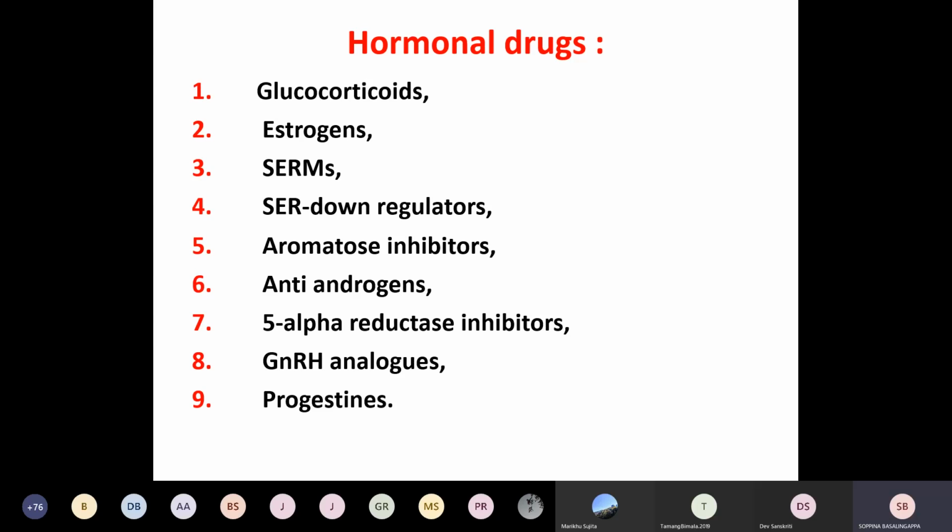Hormonal drugs: glucocorticosteroids, estrogens, SERMs, selective estrogen receptor modulators, then SERDs, selective estrogen receptor downregulators, aromatase inhibitors, antiandrogens, 5-alpha reductase inhibitors, then GnRH analog, progestins, etc. These are all hormonal drugs.